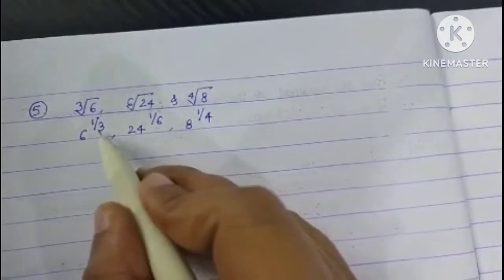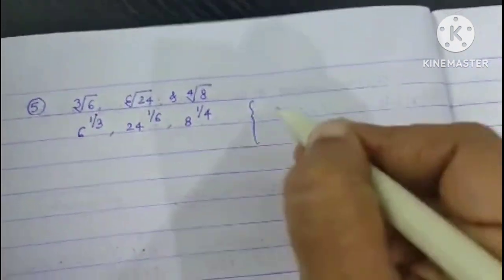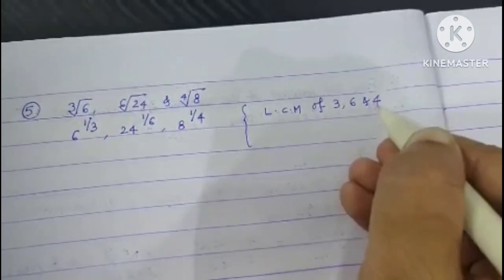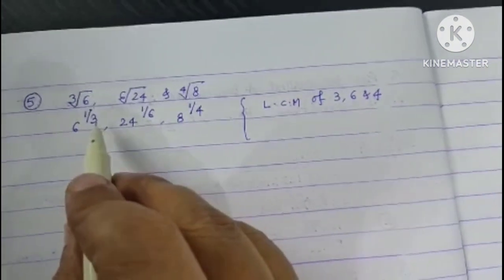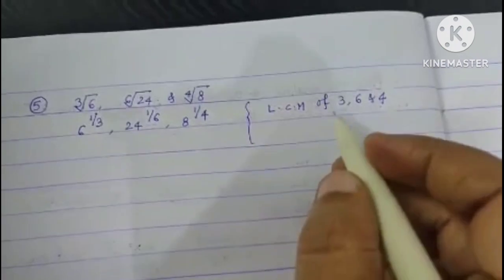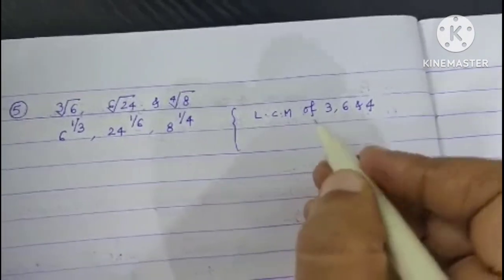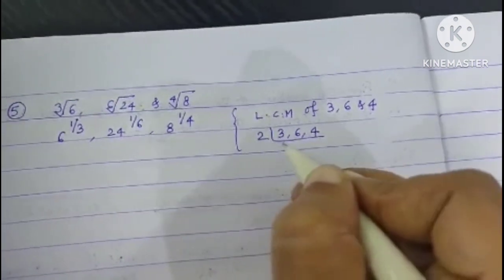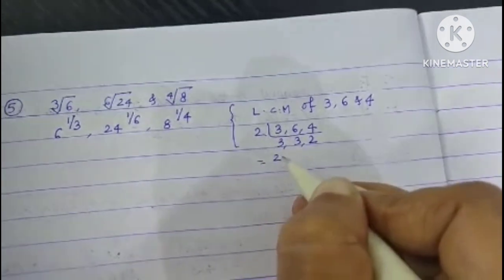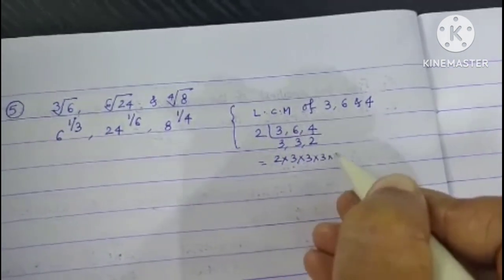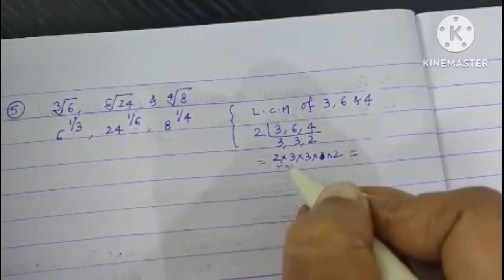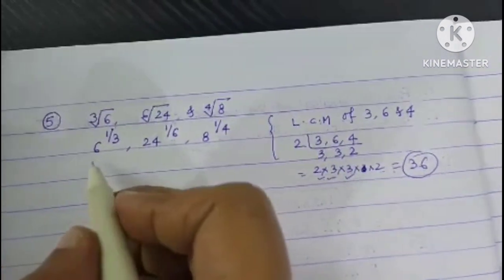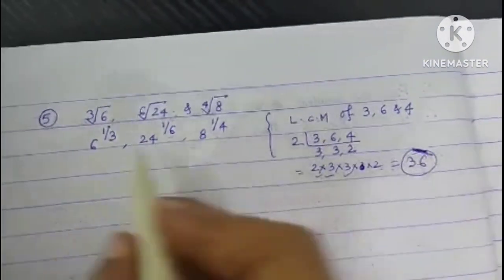So first of all, you find out the LCM of this 3, 6 and 4, because you have to equalize the exponent, and this is the only way. We have to find the LCM. Then we will do some more operations. So first of all, let us find the LCM. It will become 2 3 is 6, 2 2 is 4. That is equal to 2 3 3 2, that is equal to 2 3 is 6, 3 is 18, 2 is 36. So we will convert it in the form of exponents of 1 by 36.